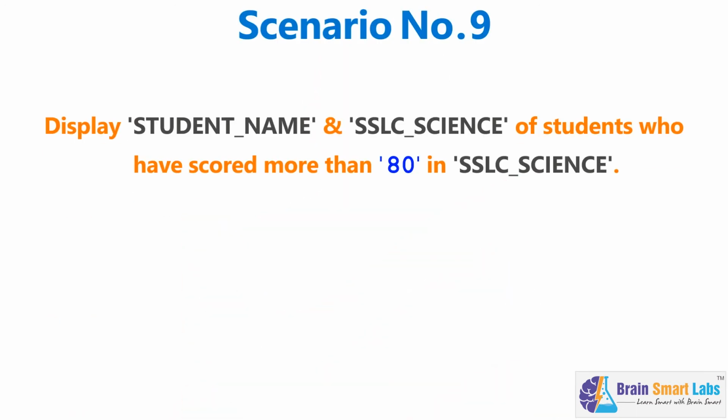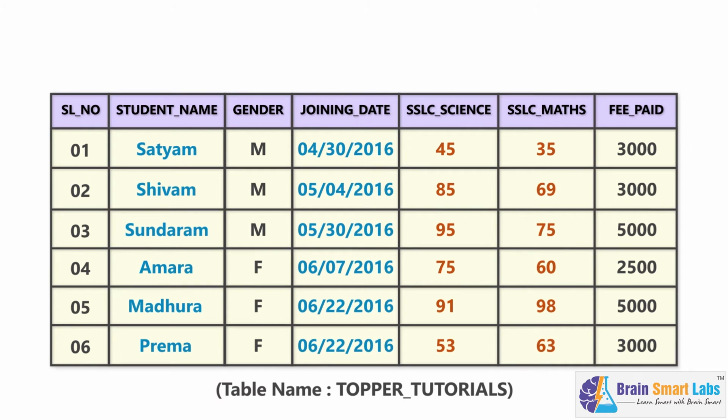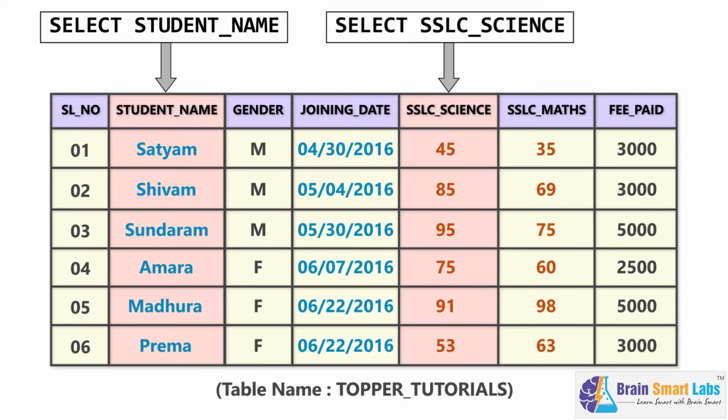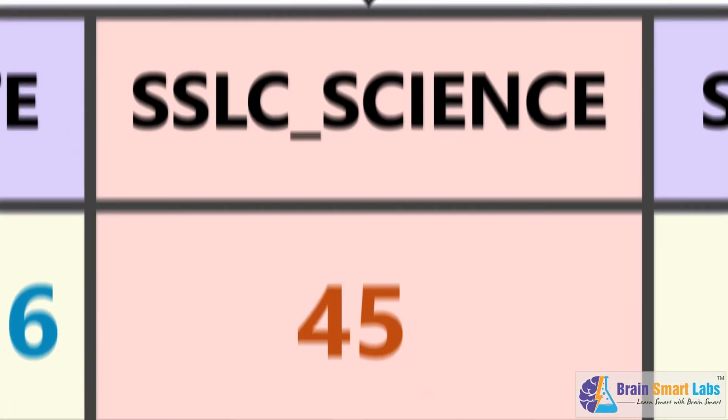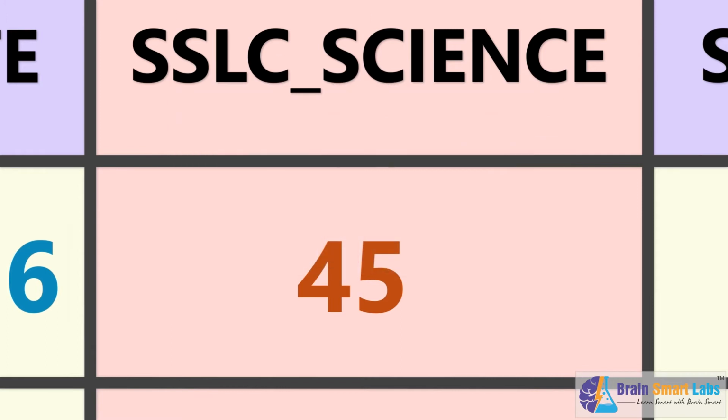Okay. Now his question to you is, display student name and SLC science column of students who have scored more than 80 in SLC science. If you closely observe the topper tutorials table, they are asking us to display only these two columns where students have scored more than 80 in SLC science. If you start analyzing their scores one by one, the first student Satyam has scored 45, which is definitely not greater than 80. As a result, he doesn't get marked in the process.